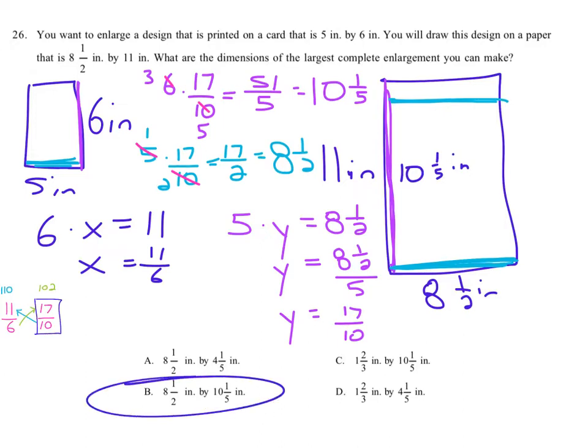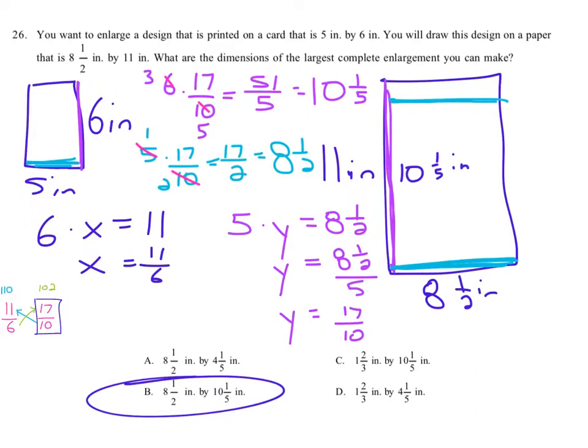And where do we have that answer? That is B. Okay, so to recap, you want to take the measurements of the original design, and I'm going to use my laser tool here to point. The original design has a 5 by 6 dimension, and you say, okay, well, if the small dimension, 5, was scaled up to fill the small dimension of the paper you're trying to fill, 8.5, what will we multiply it by? And you find that number, and then you say the same thing here.